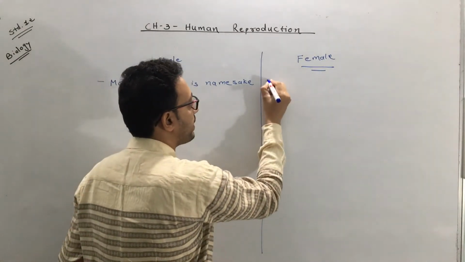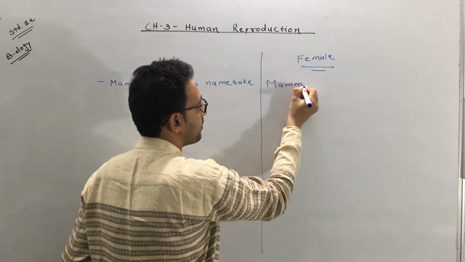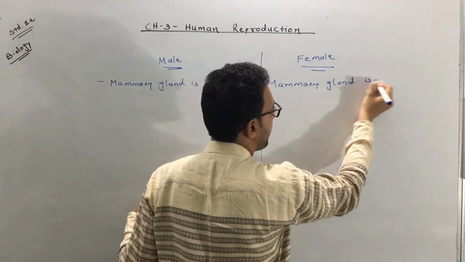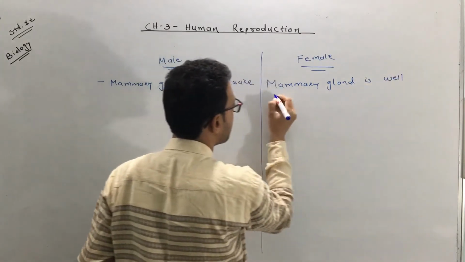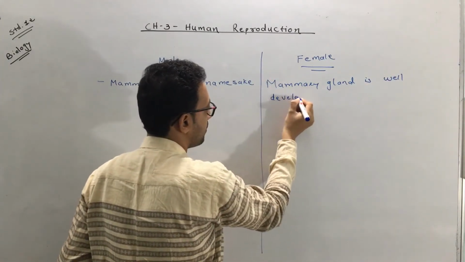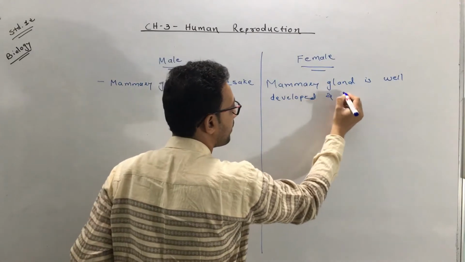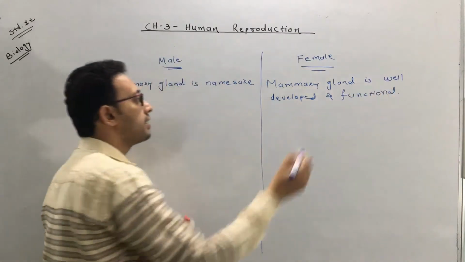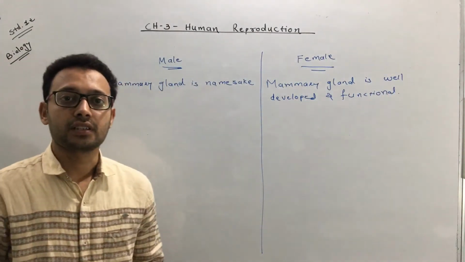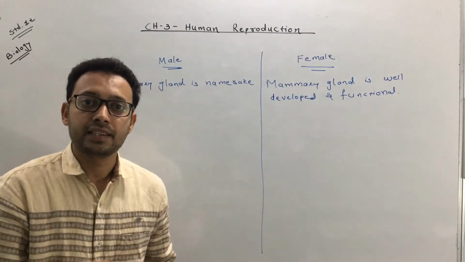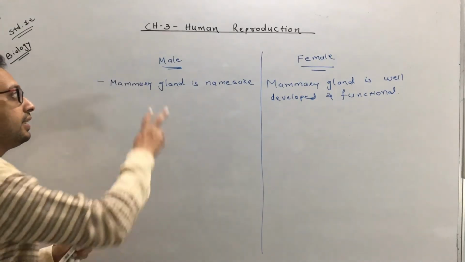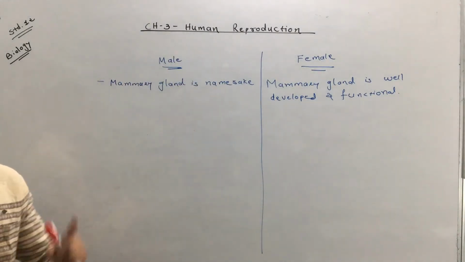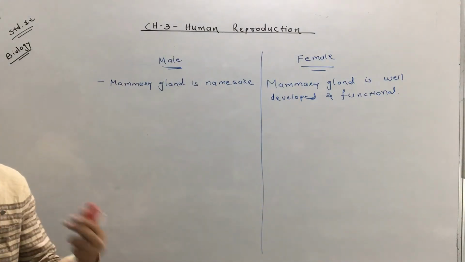But in case of a female, the mammary gland is well developed and functional. It provides nourishment to its offspring. It secretes milk and provides nourishment to the offspring. But the mammary gland present in the male is just for namesake. This is the first difference from the external point of view.